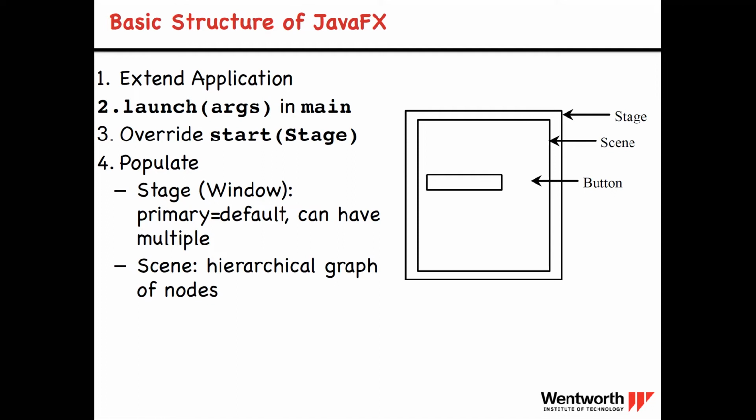You override start, and then you populate your stage with whatever you want. So again, typically what's going to happen is you're going to have one stage, you're going to create one scene, and then on that scene, you're going to populate with a bunch of stuff. You might have, like I said, some panes. We used a pane, we used a stack pane. You might have a bunch of buttons. You might have other text and text boxes for people to type in, and all sorts of stuff. So it's this sort of hierarchical thing that's happening.